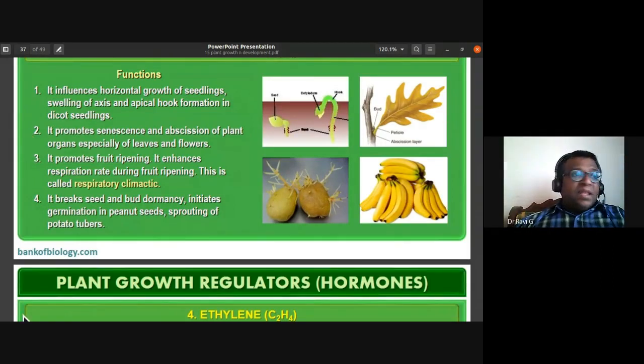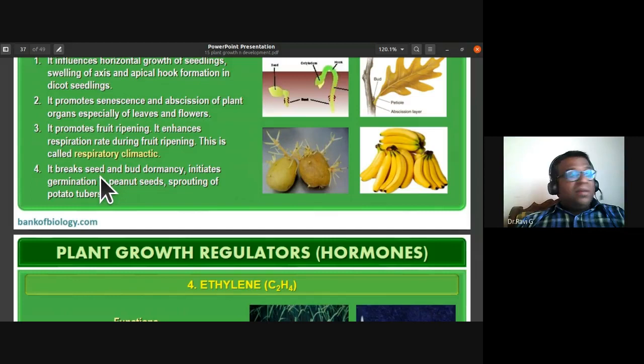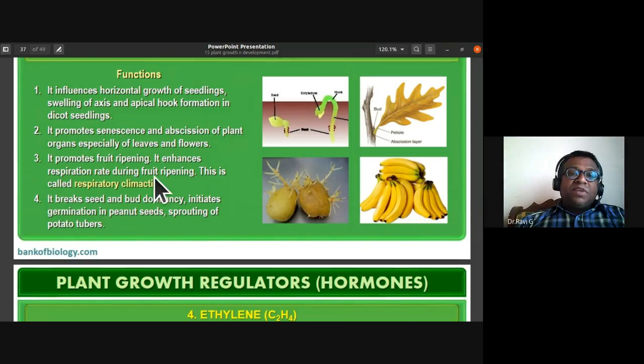Okay, so ethylene also breaks the seed dormancy and bud dormancy. That is, they help in the germination of seed and development of buds. They initiate germination in peanut seeds. Peanut is nothing but groundnut. In America, they call it peanut, isn't it? So the ethylene gas initiates the germination in peanut seeds or groundnut seeds and the sprouting of potato tubers. So it breaks the seed and bud dormancy, initiates germination in peanut seeds, and sprouting of potato tubers can be brought about by this ethylene gas. So these are the physiological functions of ethylene gas.